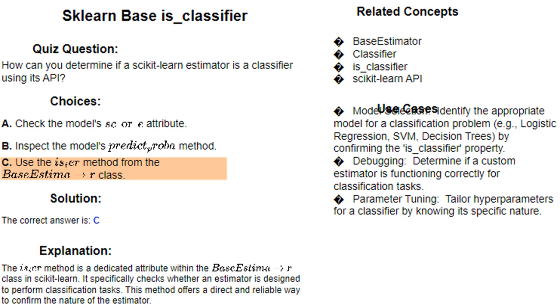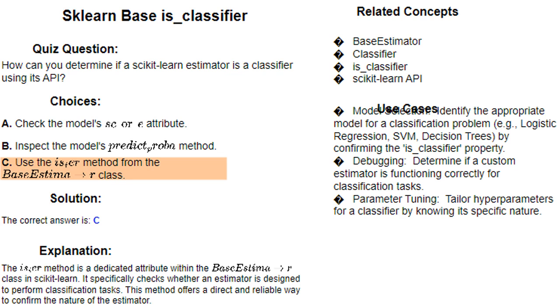The isClassify method is specifically designed to determine whether a scikit-learn estimator is a classifier. This method returns true if the estimator is a classifier and false otherwise. The scikit-learn API provides a standardized interface for working with machine learning models. It defines methods and attributes for building, training, and evaluating models, including the isClassify method for identifying classifiers.